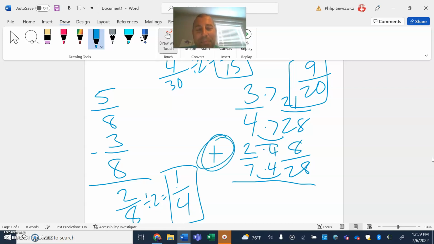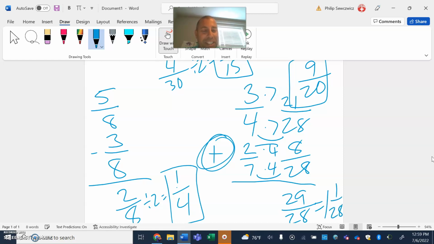This is an addition problem, so we are going to add. So 21 plus 8 is 29, for 29/28. And there it is, 1 and 1/28 is our official winning answer.